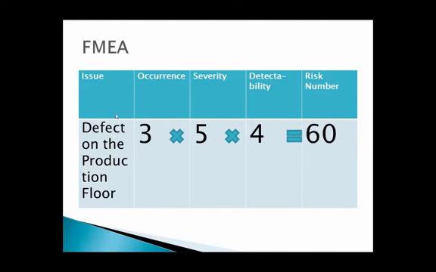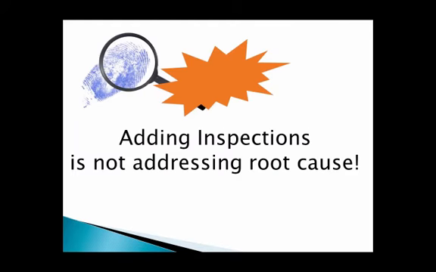Here's my warning on FMEAs. How can you reduce the risk priority number on an FMEA? Well, you can increase detectability, right? You can add inspection, find the problem as it's happening. That's fantastic, but it doesn't solve the root cause. So remember, adding inspection is not addressing the root cause. It may make you feel better and may keep temporarily bad product from going out to your customer, but it doesn't solve the problem.